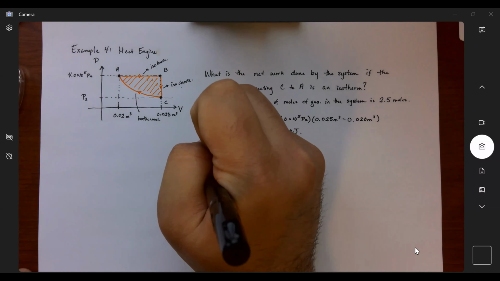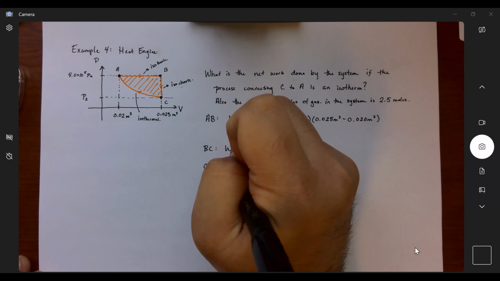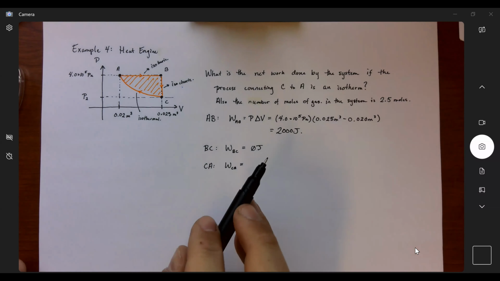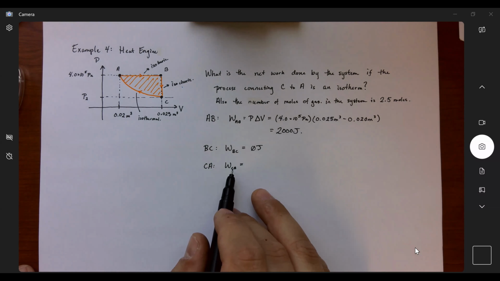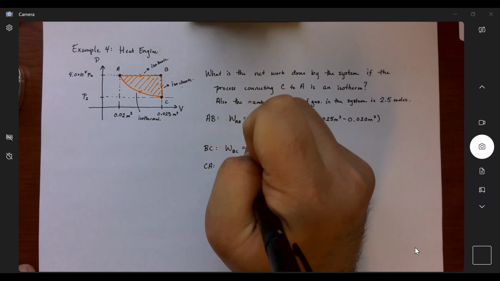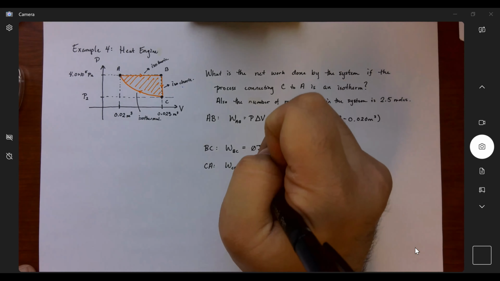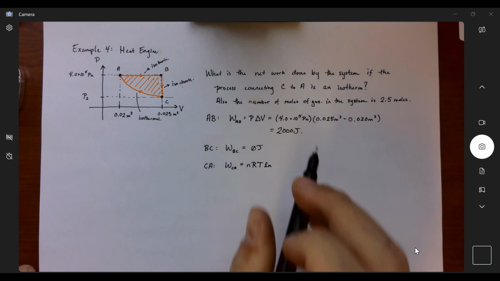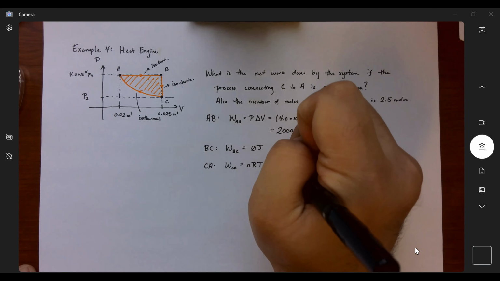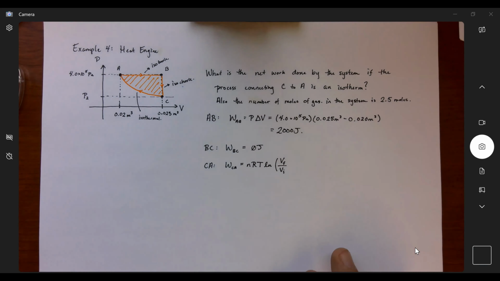The next one is now C to A. And so we need to find the work that is done from C to A. And we said that this process has a specific relationship, and that relationship was the work is equal to N times R times T times the natural log of VF over VI. Give me a second.